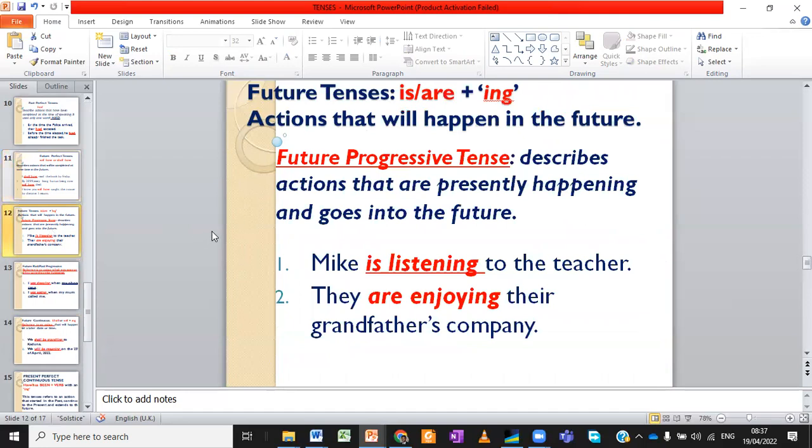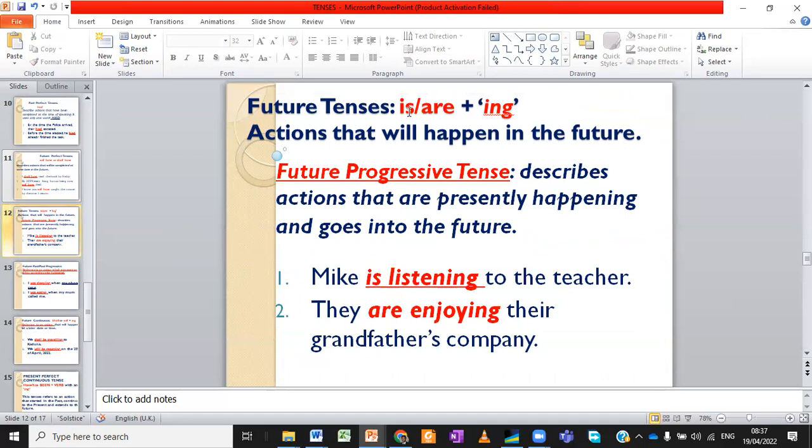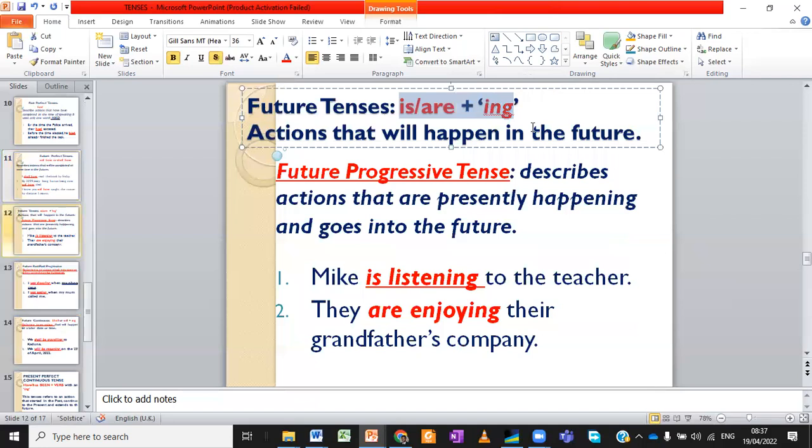Okay, future tenses now. We have is or are plus ing. It describes actions that will happen in the future. We have future progressive tense, which describes actions that are presently happening and goes into the future. These definitions overlap, but this is how you know them, the formulas.